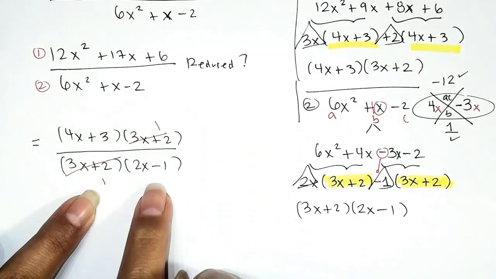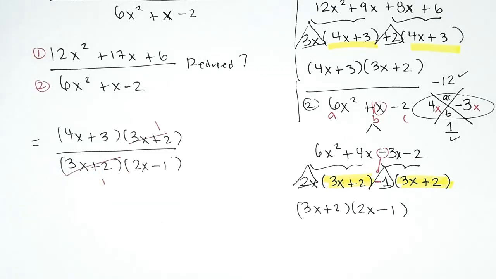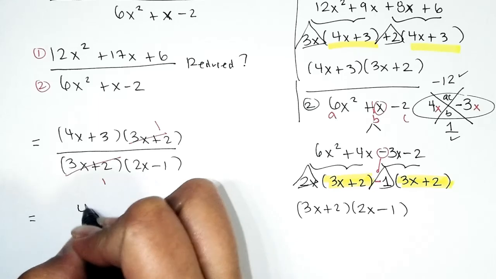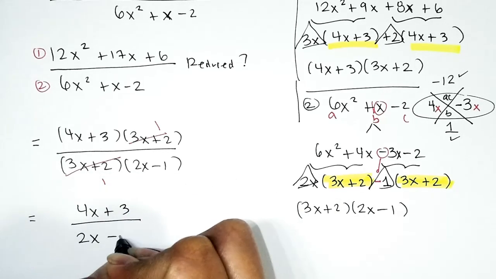I got a 2x minus 1. Can I cancel it with something? Nope. Okay, so I think that's it. In the numerator, we have a 4x plus 3. In the denominator, we have 2x minus 1.